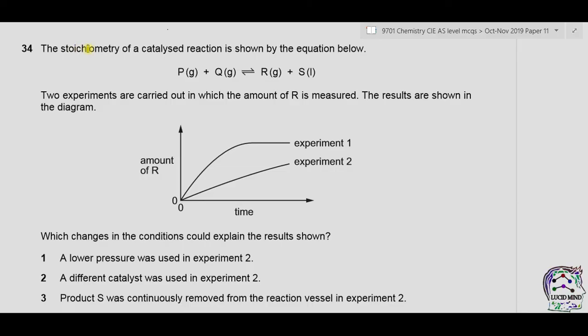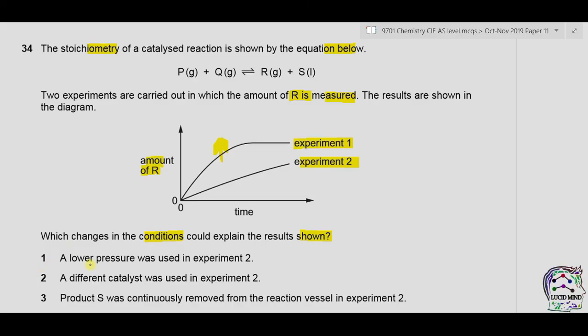Question 34. The stoichiometry of a catalyzed reaction is shown by the equation below. This is the equation. P and Q react to form R and S. 2 experiments are carried out in which the amount of R is measured. The results are shown in the diagram. We can see that in experiment 1 the amount of R is greater. In experiment 2 the amount of R is less. Also experiment 1 is more steep as compared to experiment 2. Which changes in conditions could explain the results shown?